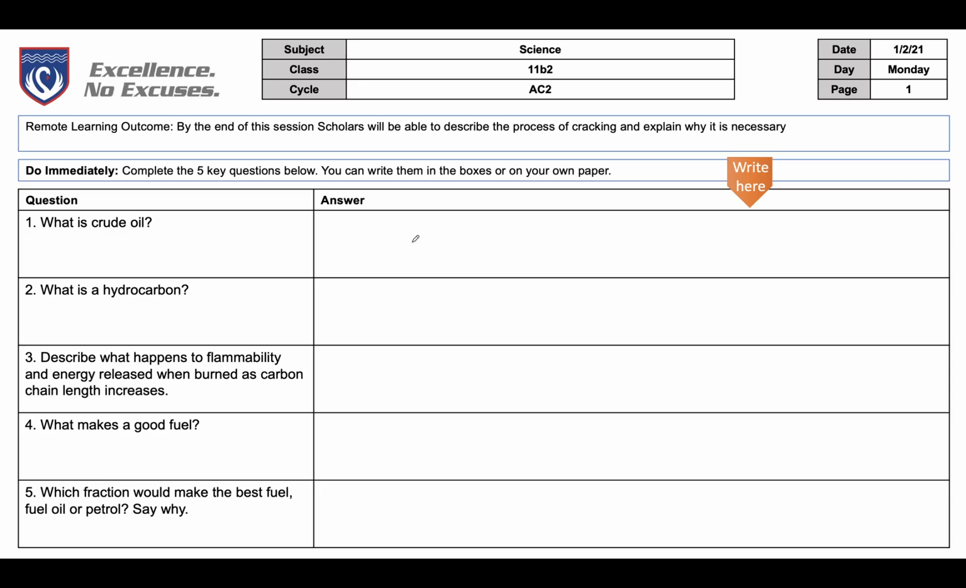5, which fraction would make the best fuel, fuel oil or petrol? Say why. For this one, the correct answer is petrol because it is easy to ignite. It also has a low viscosity, which means it's easy to transport. Fuel oil may well give out more energy when burned, but it would burn with a lot of smoke and soot and uncombusted hydrocarbons.